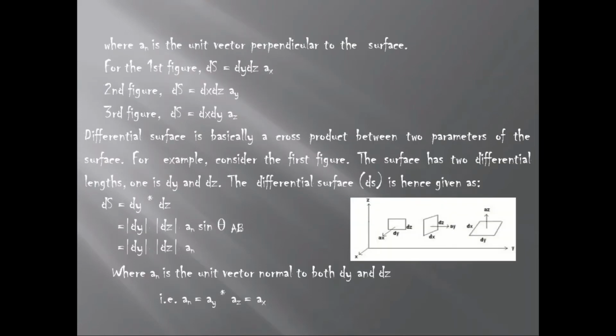As we see in the last one, here you can see dS is equal to dy cross product dz, where dy consists of its unit vector a_y and dz consists of its unit vector a_z, and their cross product is a_x. So as a resultant we get a_n is equal to a_x.